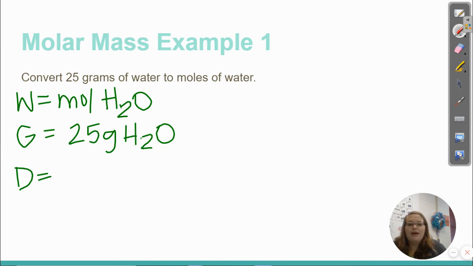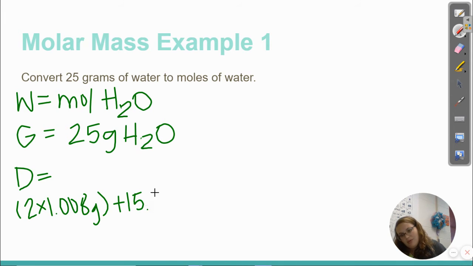molar mass. So to do molar mass, we're going to look on the periodic table. And I know you guys can't really see this, but we're going to look at these numbers with the decimals on them. So I'm going to look at hydrogen right here, and I'm going to look at oxygen right here. So H2O is 2 hydrogens, so 2 times molar mass of hydrogen, which is 1.008 grams, plus the mass of 1 oxygen, which is 15.999 grams.